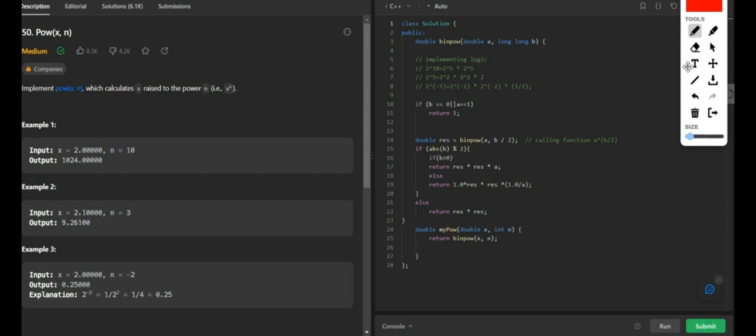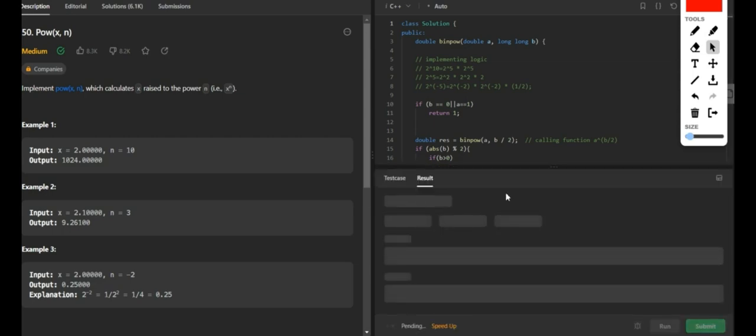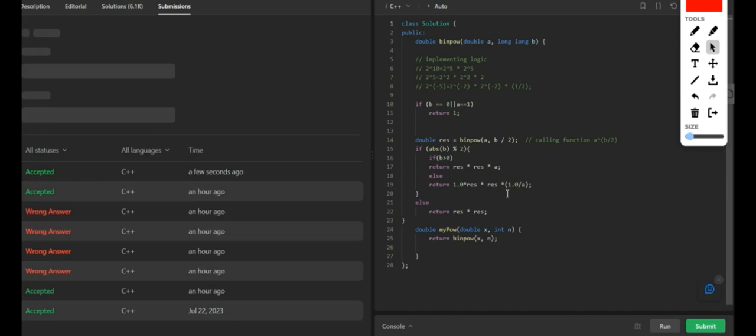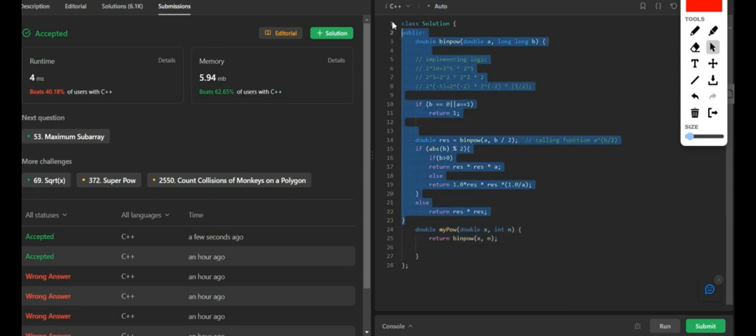Yes, as you can see, it's getting accepted because this is calculating the power function x to the power n. The time complexity for this function is O of log n. It's not O of n, it's the optimized version, O of log n.